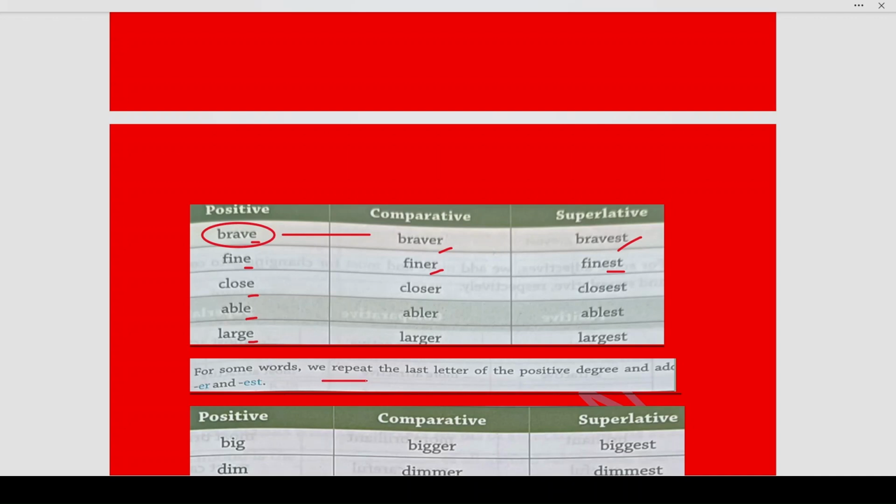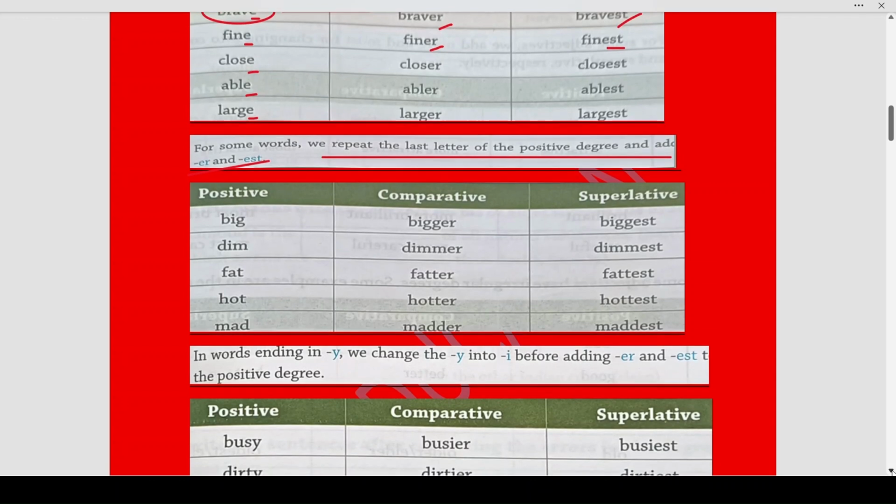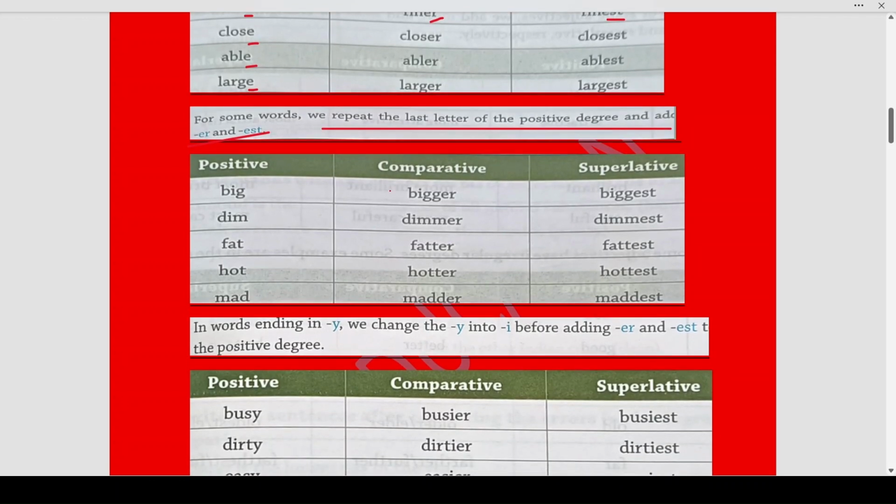Now, for some words, we repeat. There are a few words in which we repeat the last letter of the positive degree and add er and est. What are these words? They are words like big, dim, fat, hot, mad. How do these words change? This is ending in G, this is ending in M, this is ending in T, again, this is ending in T, and this is ending in D.